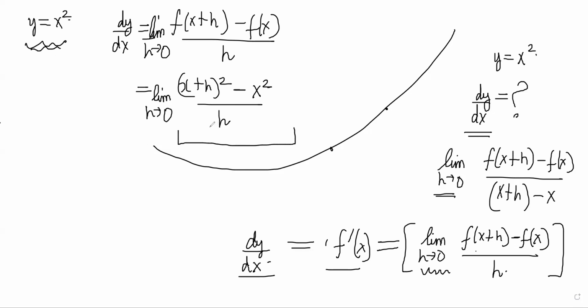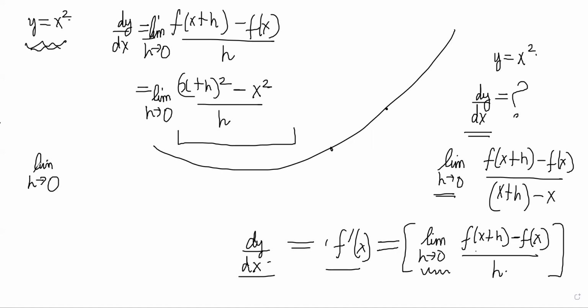Notice that you cannot directly put h is equal to 0 in this, right? Because the denominator has an h, you cannot put 0 for that, correct? So what we will do is we'll simplify it a little bit. We'll say this is limit of h tends to 0.